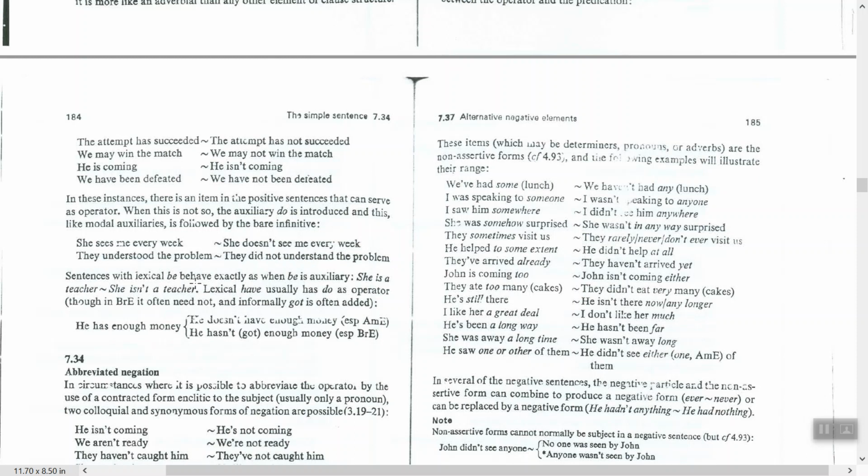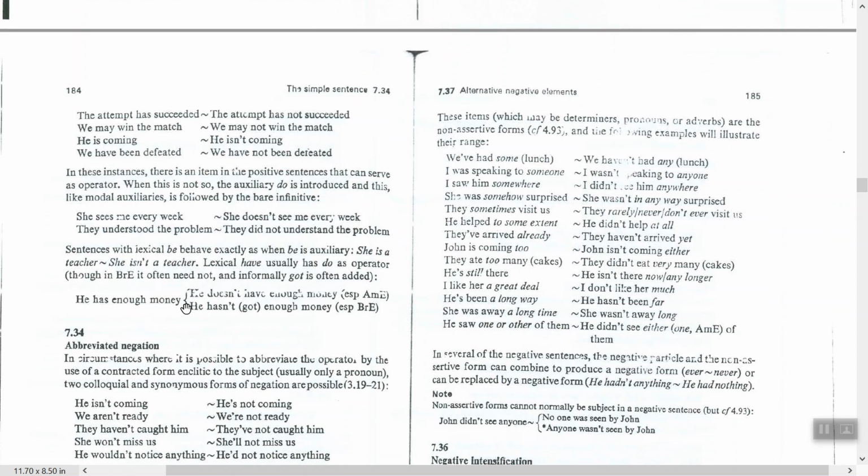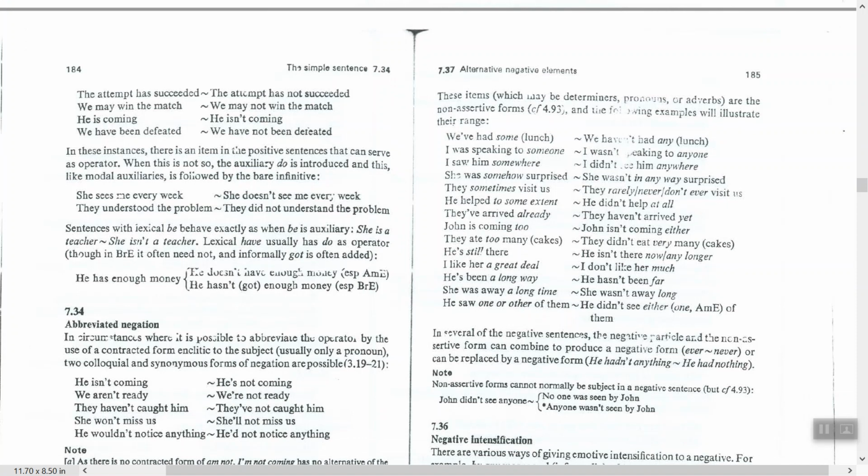Sentences with lexical be, okay, the same thing. She is a teacher, she is not a teacher. Do, for example, here the same. He has enough money. How to negate it? You can say he doesn't have enough money, or he hasn't got enough money. So this is negation.